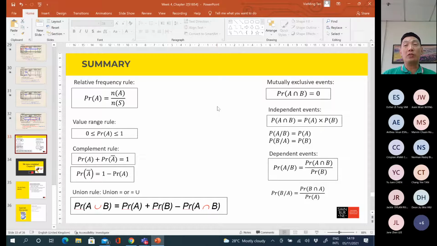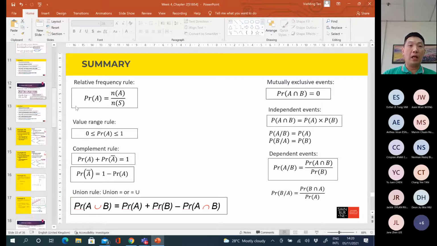Mutually exclusive events means the events will not happen at the same time, or happen simultaneously, or happen at once. That means two things cannot happen together. Because of this, the chance to have A intersect B will be equal to 0. This is the main characteristic of mutually exclusive. So A and B will not overlap for the mutually exclusive event. A intersect B is always equal to 0.